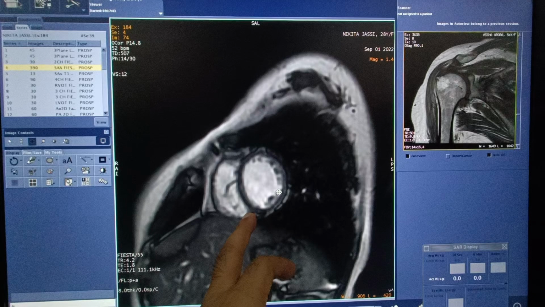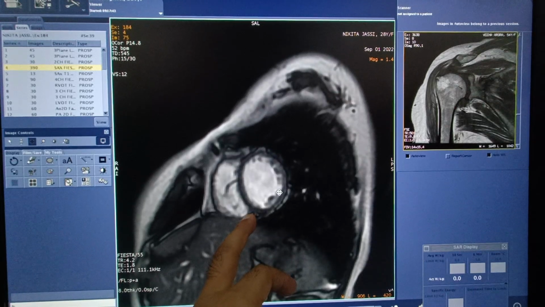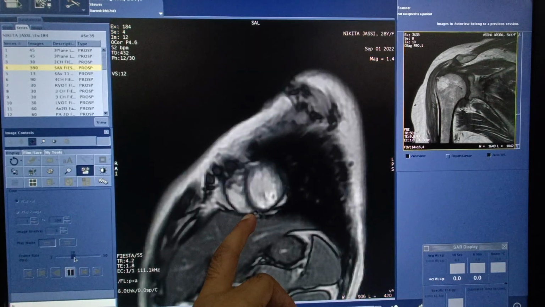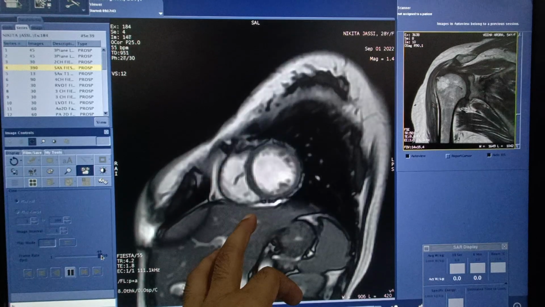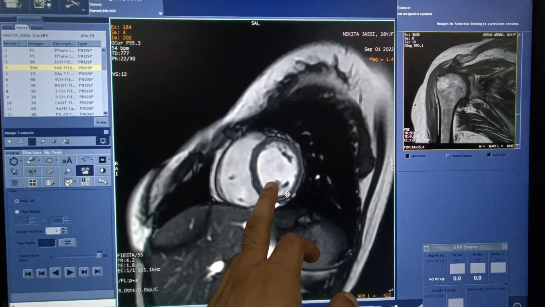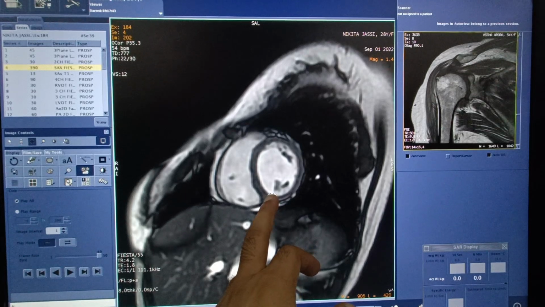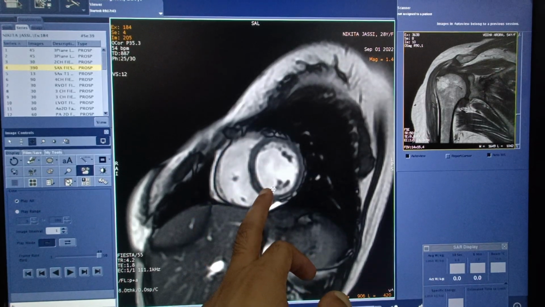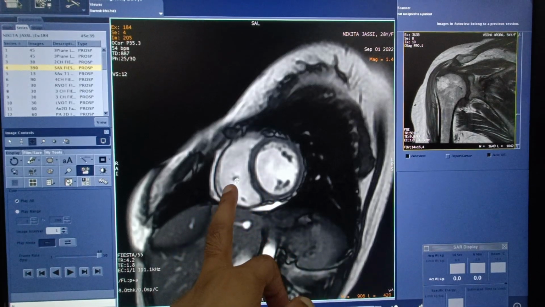You have to see here on the screen there are only two sections of the two ventricles of the heart. If I pause the screen here, you can see this is a left ventricle and this is a right ventricle. You have to see here carefully. This is a left ventricle, this is a right ventricle.